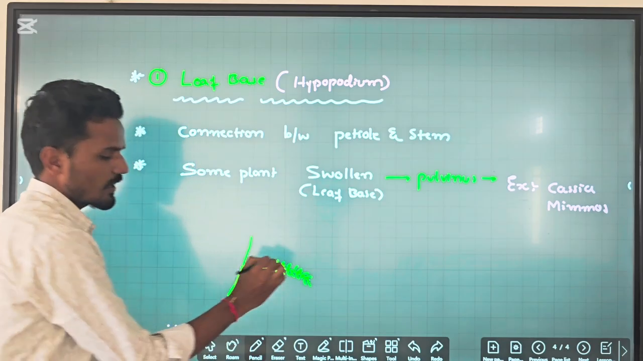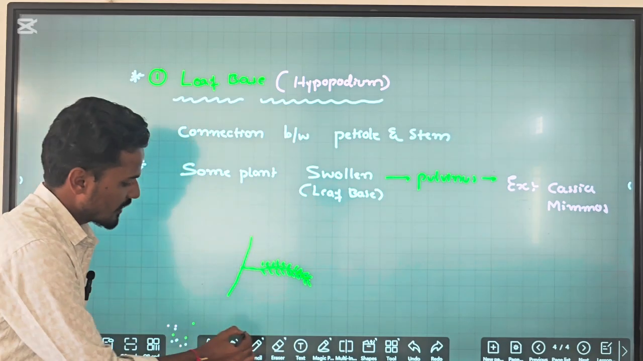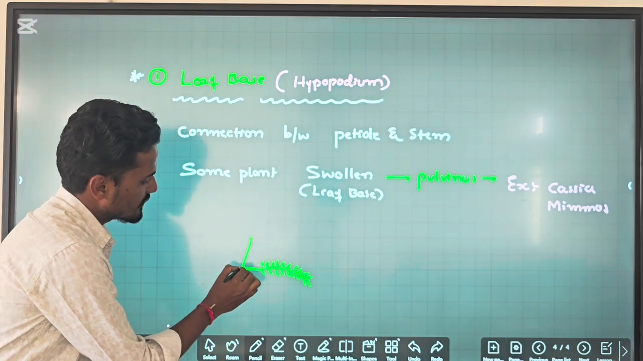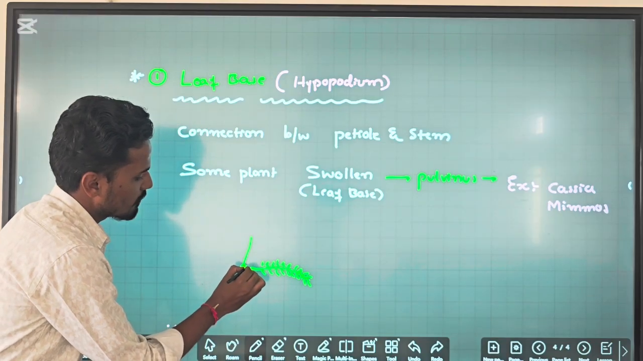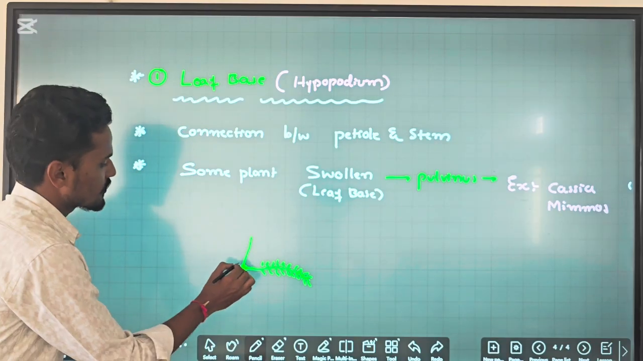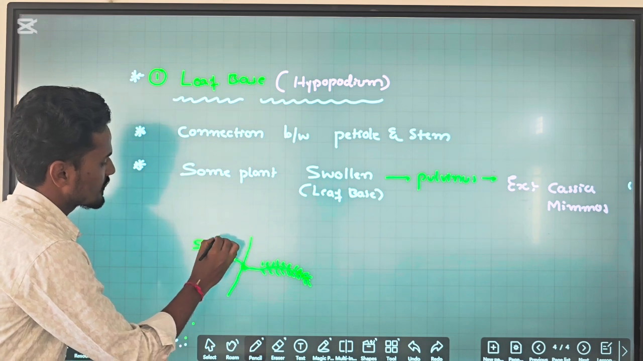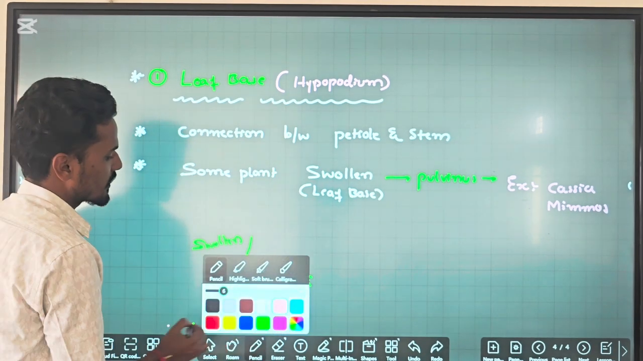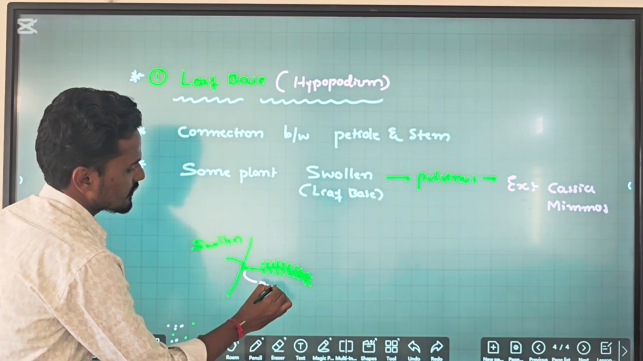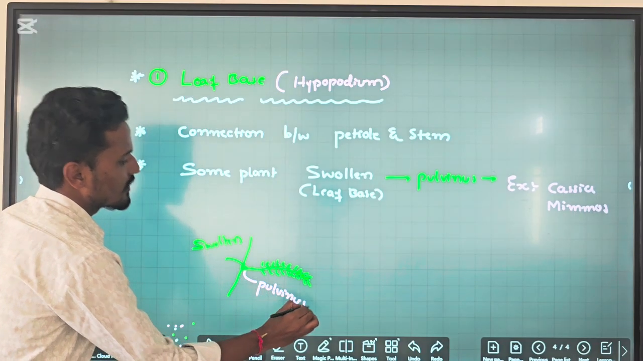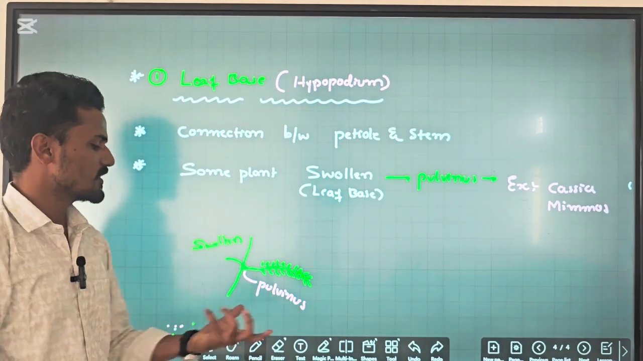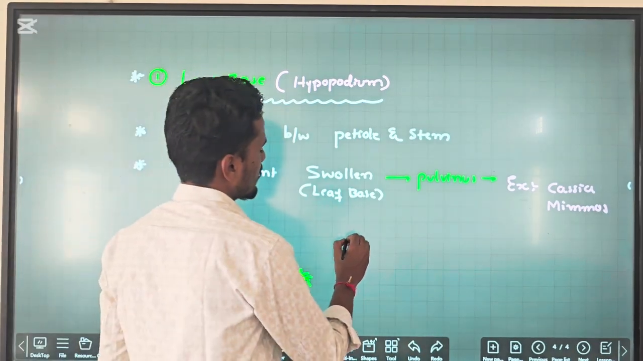Okay, leaf structures are like this. When we see the leaf base of mimosa and acacia, the basal portion of the leaf becomes somewhat bulbous or swollen. This is nothing but the pulvinus condition. What actually is the morphological importance of this pulvinus?